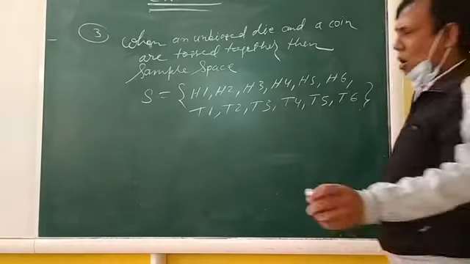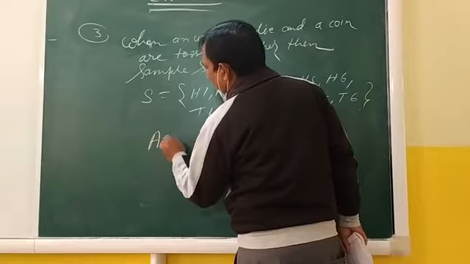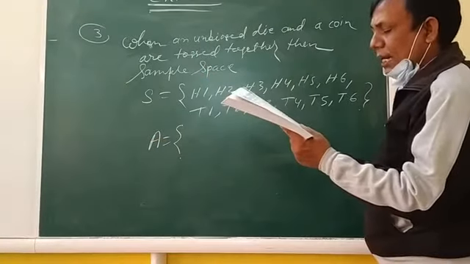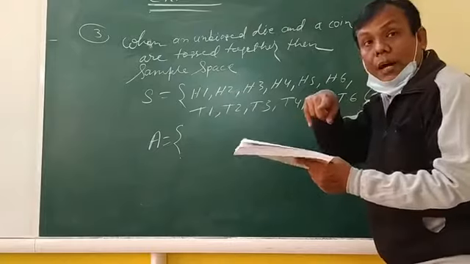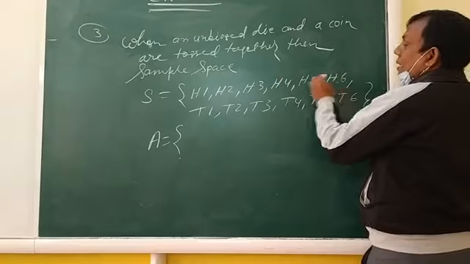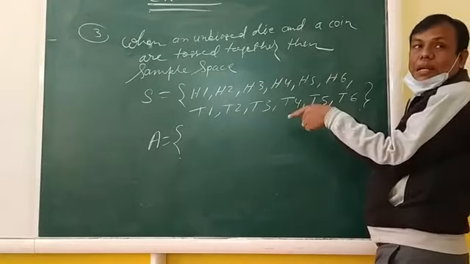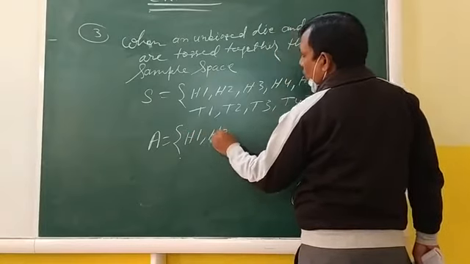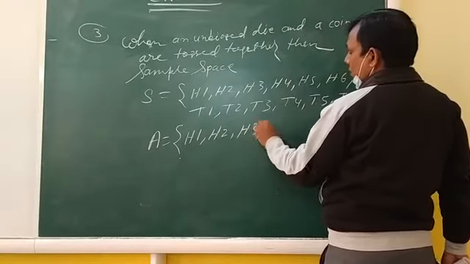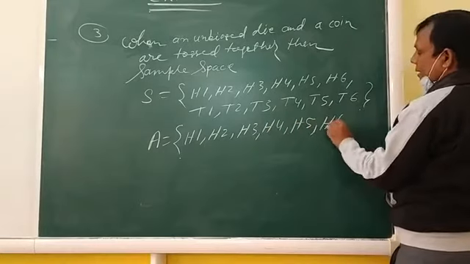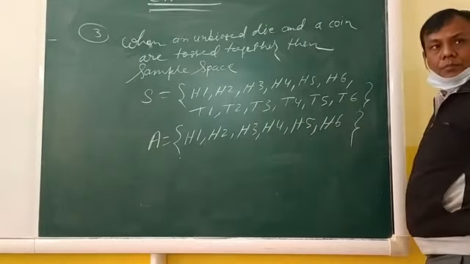Right? Now, what you write in A? In A, it is written that A be the event head appears on the coin. Head appears on the coin. It means that all these 6 elements you will write here. You will write H1, H2, H3, H4, H5, H6. Clear? Okay.